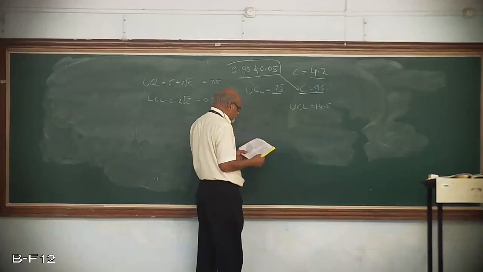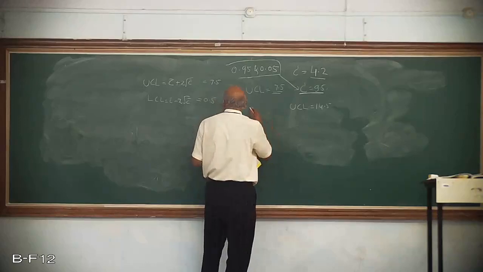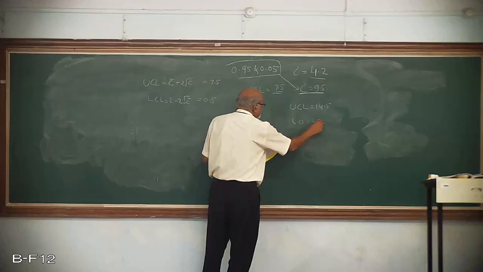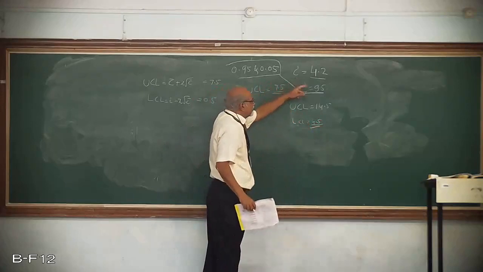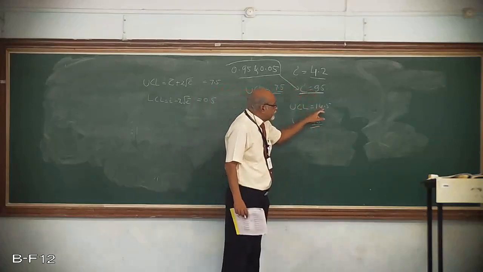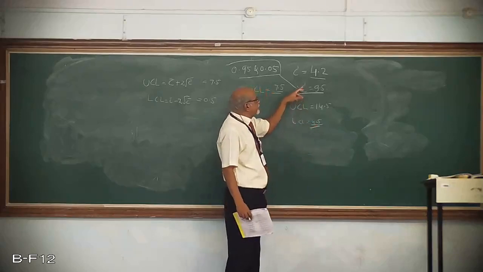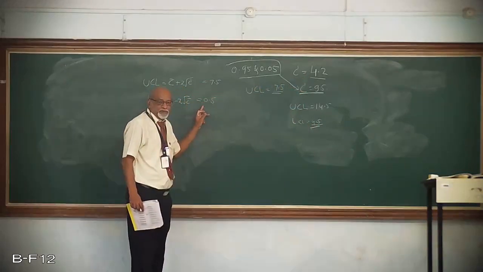0.015, we want 0.05, is it not? So it works out to be 4.089 under this, so it works out to be 4.5. Lower control limit is 4.5. If the average value is changed from 4.2 to 9.5, the upper control limit will become 14.5 and the lower control limit will become 4.5. And if it were 4.2, then it would have been 7.5 and 0.5.